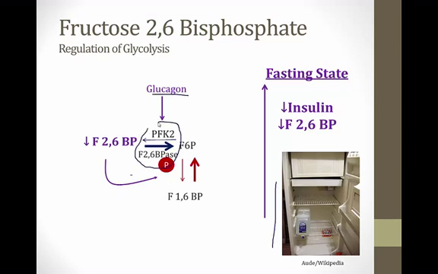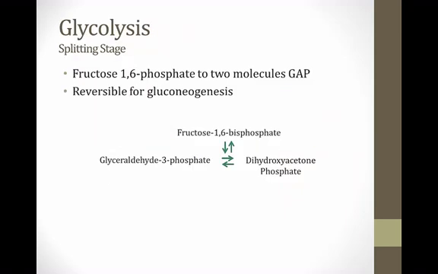In the fasting state, represented by this empty refrigerator over here, glucagon leads to phosphorylation of these two enzymes right here. And when they are phosphorylated, this favors the conversion of fructose 2,6-bisphosphate back into fructose 6-phosphate. This will lower the levels of fructose 2,6-bisphosphate, which in turn will inhibit phosphofructokinase and glycolysis and favor the reverse process of gluconeogenesis. So that concludes our discussion of the priming stage of glycolysis.